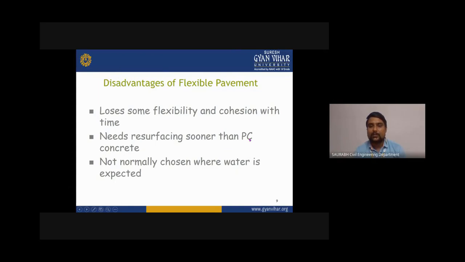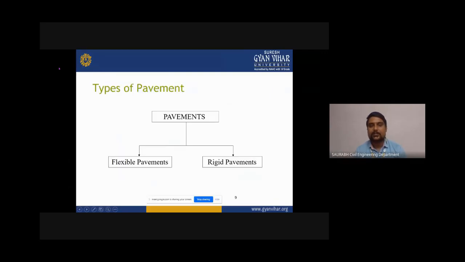And there are also some disadvantages of the flexible pavement, as you can see. It loses some flexibility and cohesion with time, needs resurfacing sooner than PC concrete, and is not normally chosen where water is expected. As you can see here, pavement is basically designed by two methods, and these are two types. First one is flexible pavement and second one is rigid pavement.